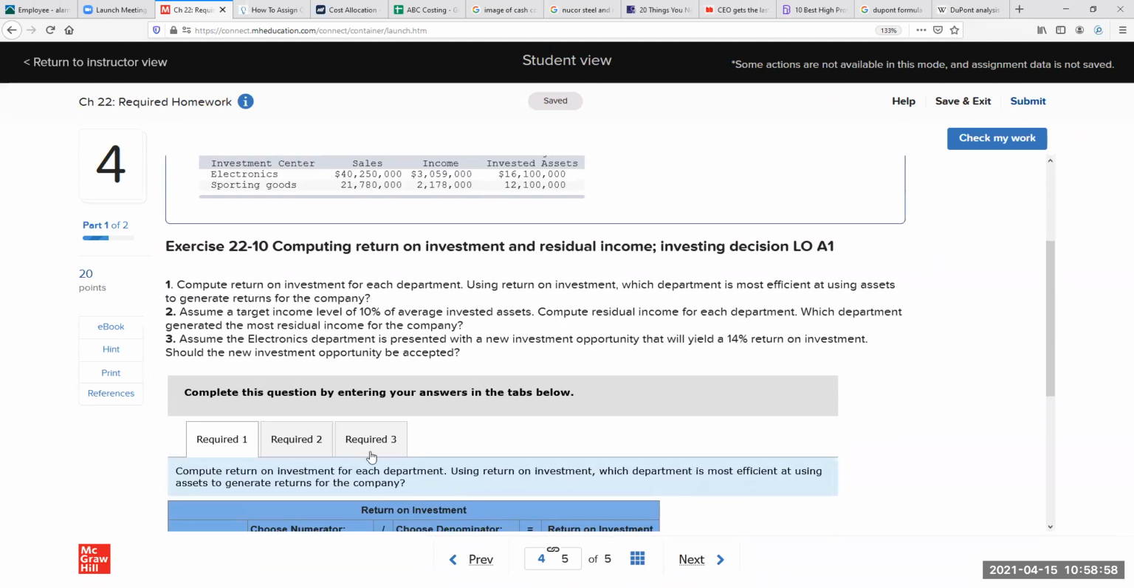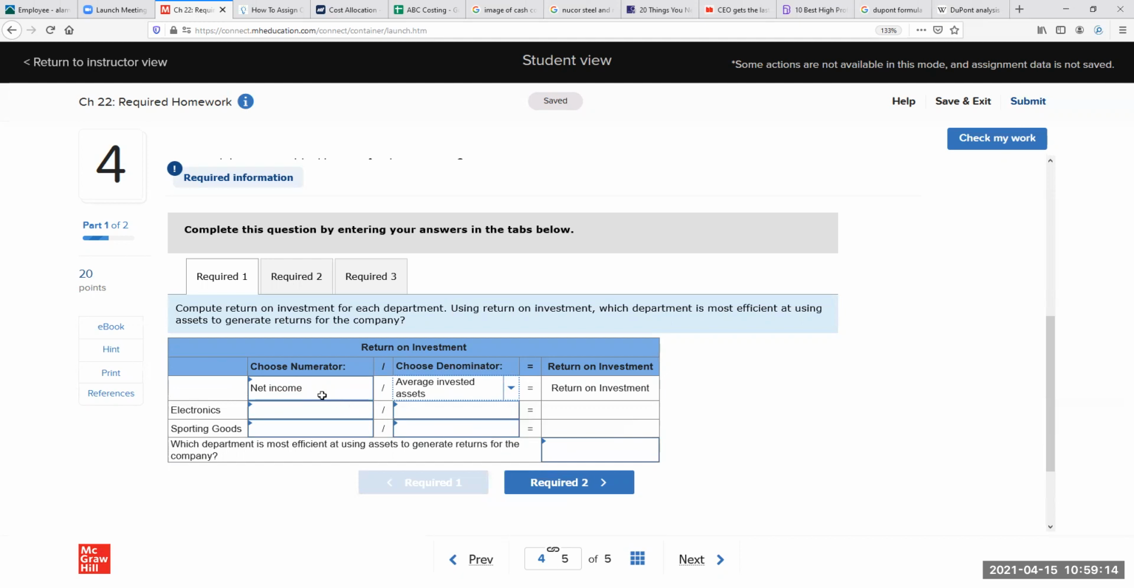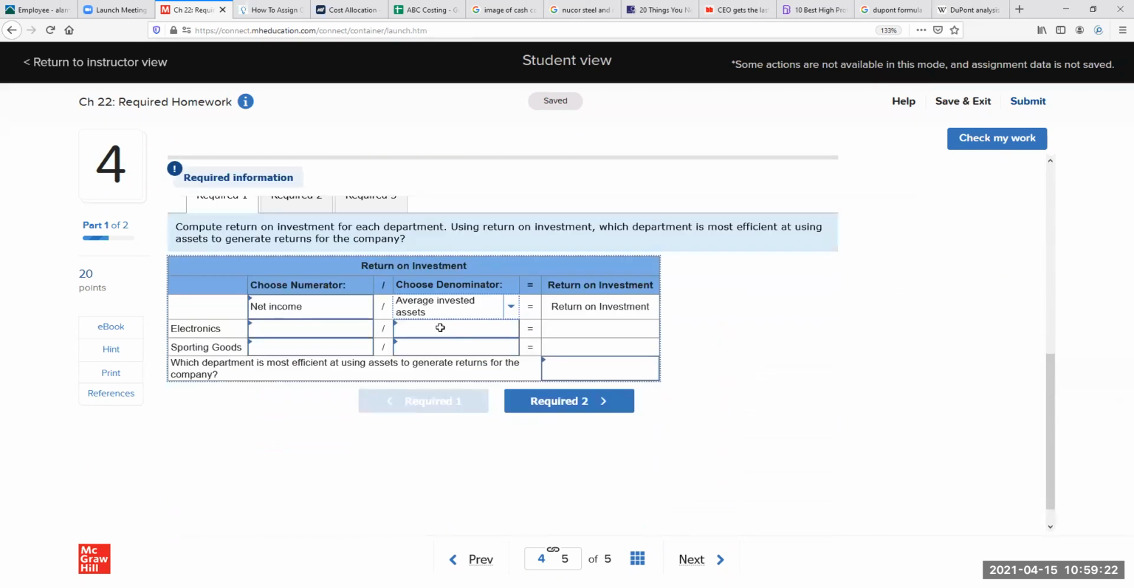What is return on investment? Now, it's also been called ROI, return on equity, ROI, return. Okay, so let's just say net income divided by average invested assets. How much profit did I make? How much were my assets? Now, they kind of made it easy. They already gave it to you there.